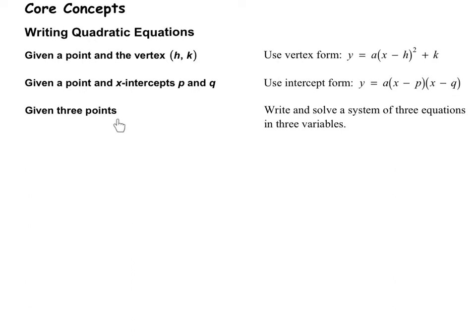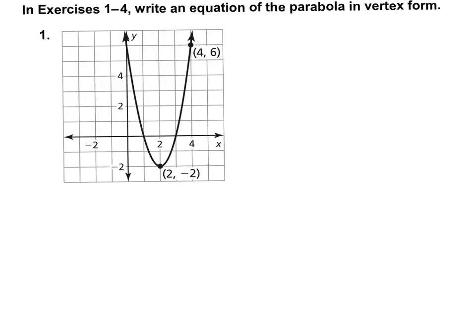And then if we've been given 3 points, then we're going to write and solve a system of 3 equations and 3 unknowns. Okay, so that's what we're getting ready to do. So let's get to it. The easiest way to do that is to just go through some examples. So we're going to use the examples in your student journal to make it easier on you.